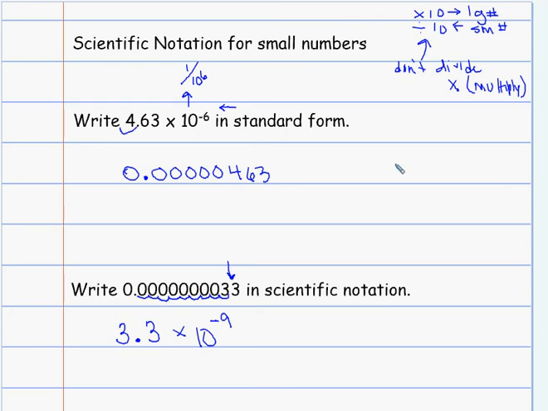So if you can get that situated in your brain and just know that that's what you do every time you see a negative exponent, you'll be doing really well. Otherwise, make sure you ask for assistance, and I'll be glad to give you a hand.